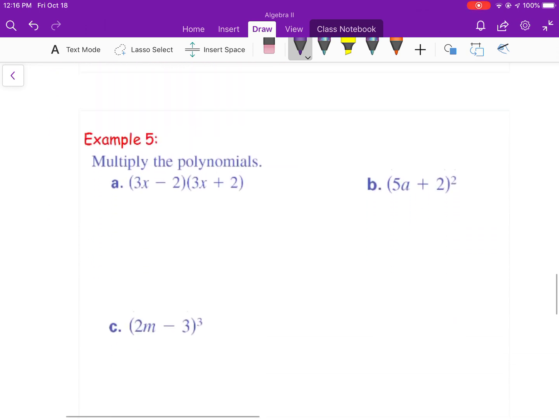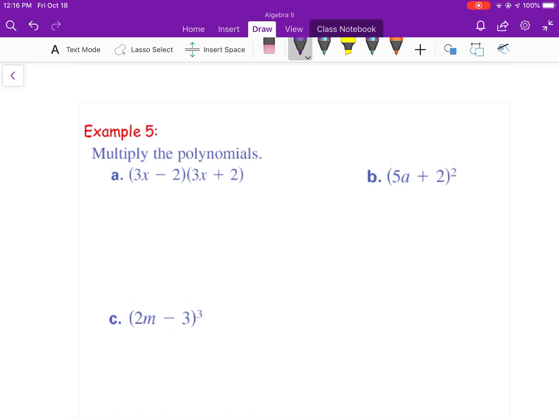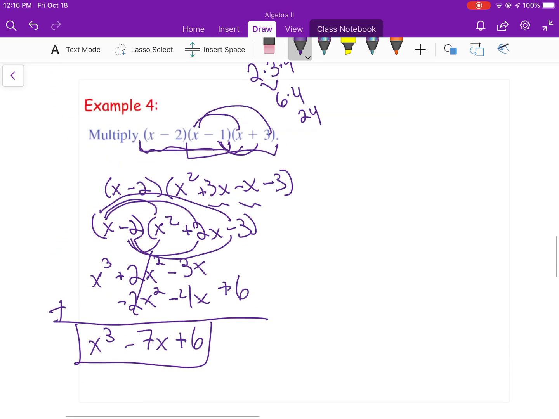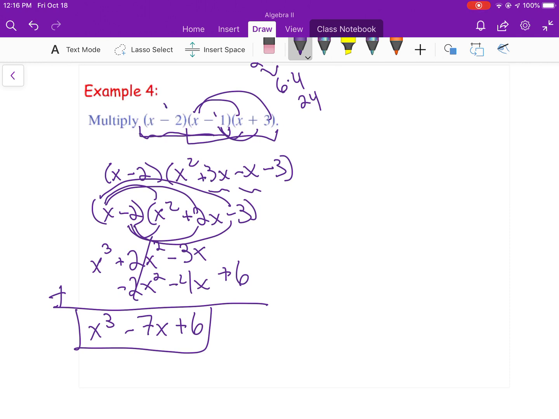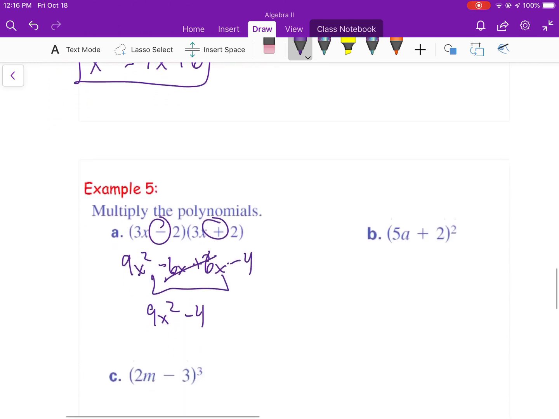Okay. Again, here I'm going to bring this one up because I'll get 9x squared minus 6x plus 6x minus 4. Notice how these two cancel out, and I'm left with 9x squared minus 4, because all they differ by is a sign. So when it comes to up here, if I ever had any of these three only differ by a sign, I'd pick those to multiply just to make things cancel out for me.